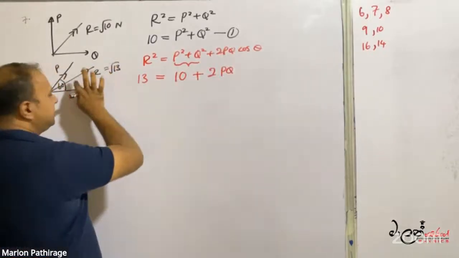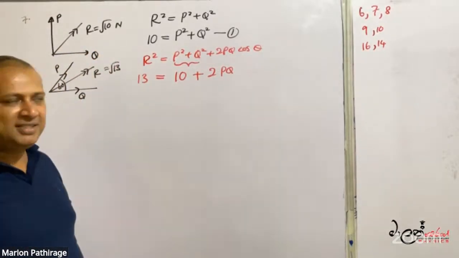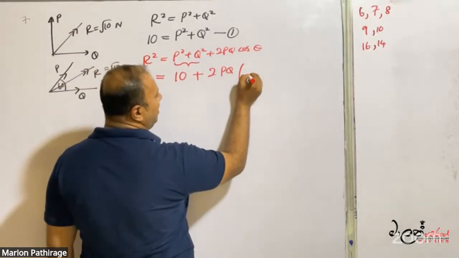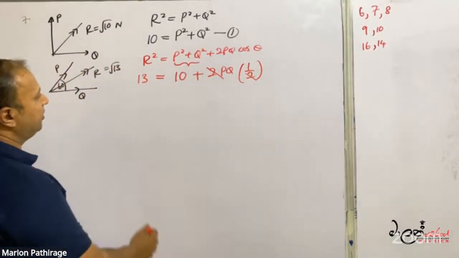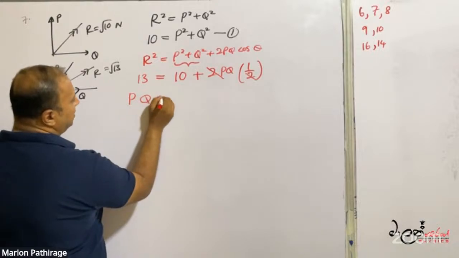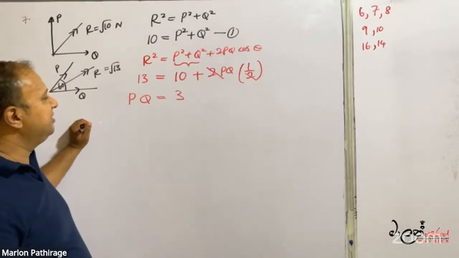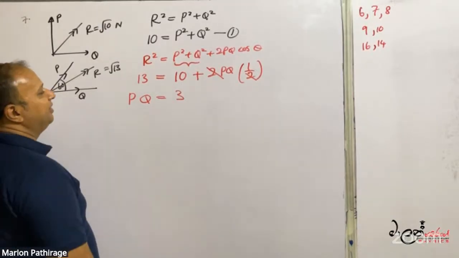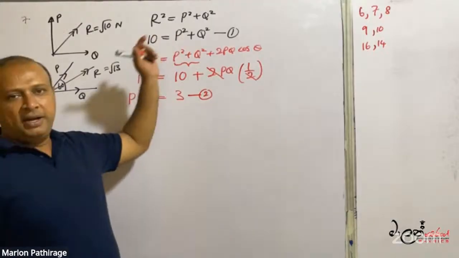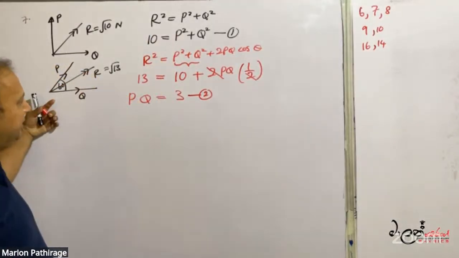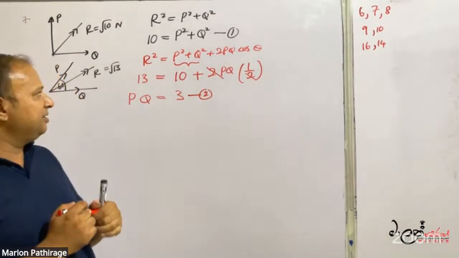2PQ cos 60. You know the value of cos 60? That is half. Therefore, the 2 and the half cancel out, and from that you can take the PQ product. Now you have two equations. One is P square plus Q square is equal to 10, and the other is that the PQ product is 3.